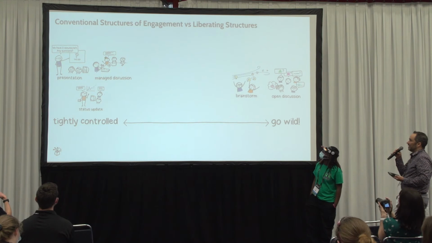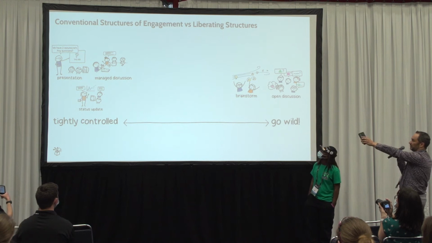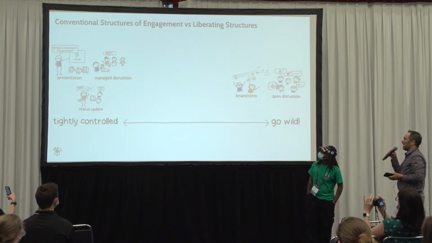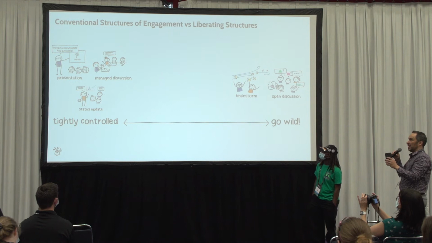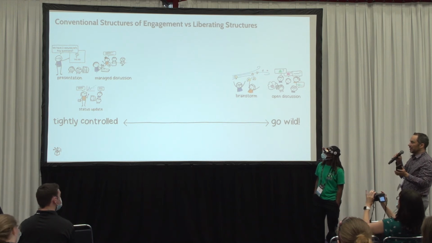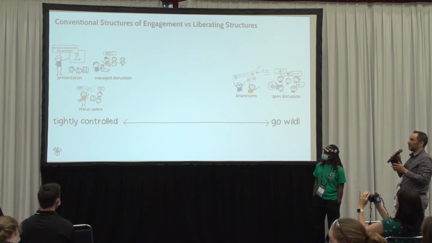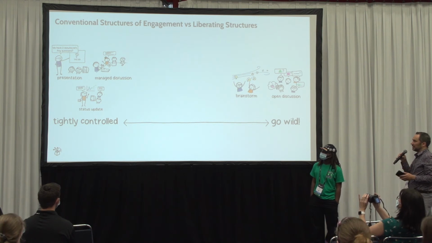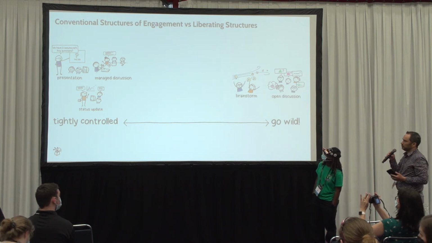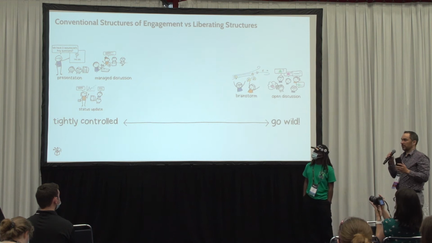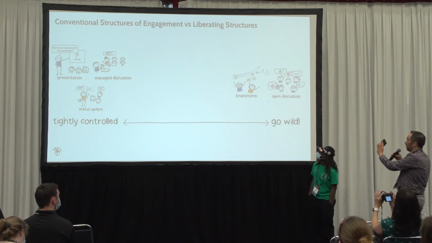On one side, as professors, you often want to use the presentation mode, which is on the far left. It's tightly controlled. I want to control the room. I don't want chaos, so I'm going to present a PowerPoint, and everyone needs to just listen and be quiet. Beyond that, in the corporate sector, you have managed discussions where you go around the room and everyone raises their hand, but not everyone gets engaged. And then you have the status update, where you're dominating the discussion with your own agenda. On the other side of the spectrum, you have the brainstorm and the open discussion.